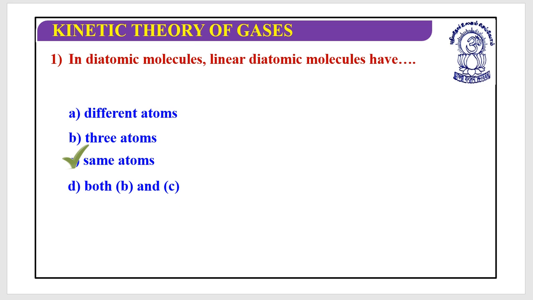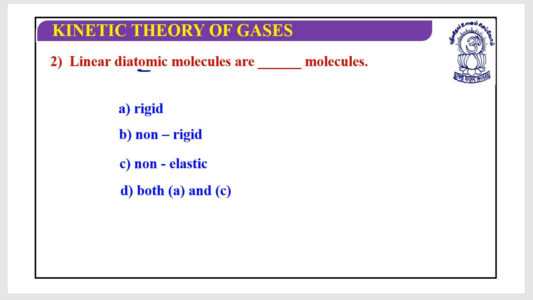Let's go for some quick questions. In diatomic molecules, linear diatomic molecules have the same atoms. If they have different atoms, then they are called non-linear diatomic molecules. Please keep this in mind. Second, linear diatomic molecules are blank molecules. They are rigid molecules as they do not have any elasticity.